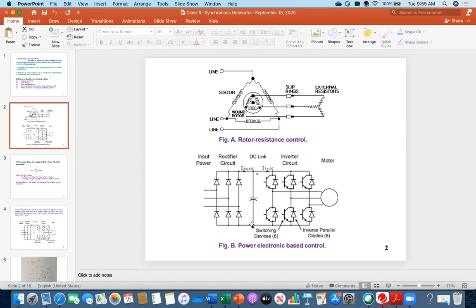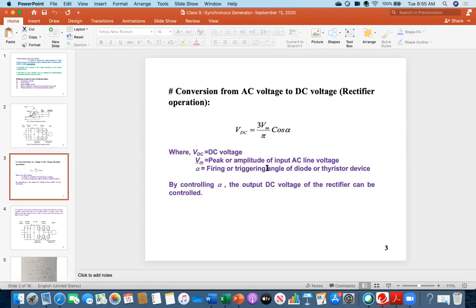So how much DC will you get here? It depends on the firing angle. You see, it depends on the firing angle. So this Vm is coming from your line, whatever voltage is available at your home or in industry, wherever the motor is used. Now you will get the DC voltage depending on the value of alpha.